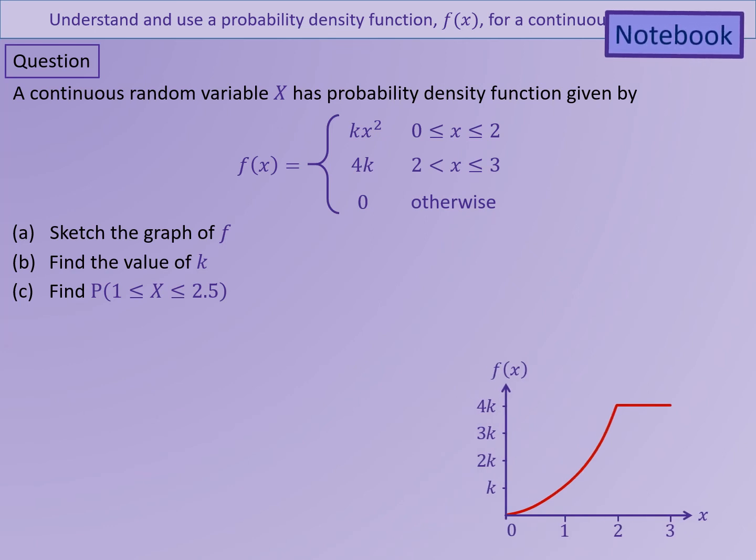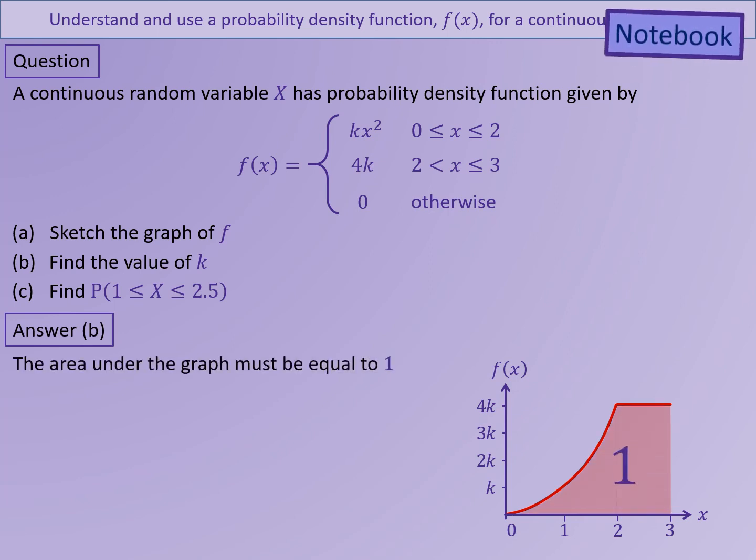We're now going to find the value of k. So we know the area underneath this graph must equal 1. So we're going to integrate from x is negative infinity to positive infinity. Obviously in this case we're only actually going from 0 to 3 because the probability is 0 outside of that range.